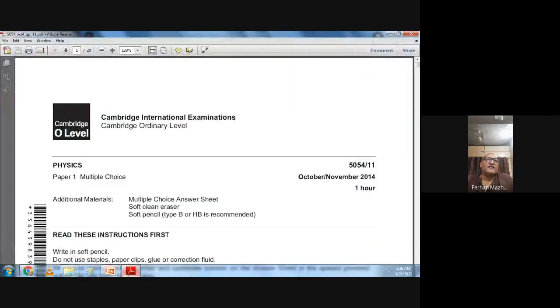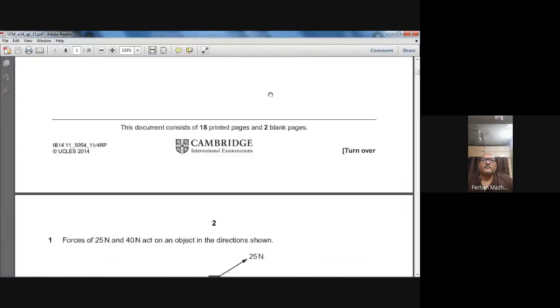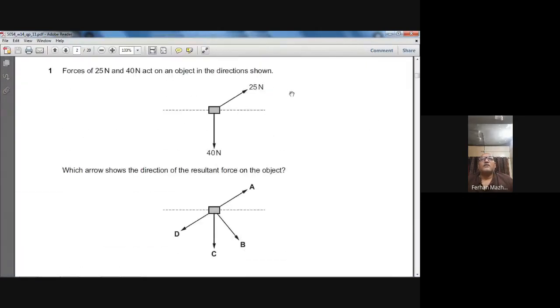Question number 1. Forces of 25 Newton and 40 Newton act on an object in the direction shown. Which arrow shows the direction of the resultant force? Here you can see we have been given two forces, 25 Newton force and 40 Newton force. And we want to find out their resultant because these are two vectors.